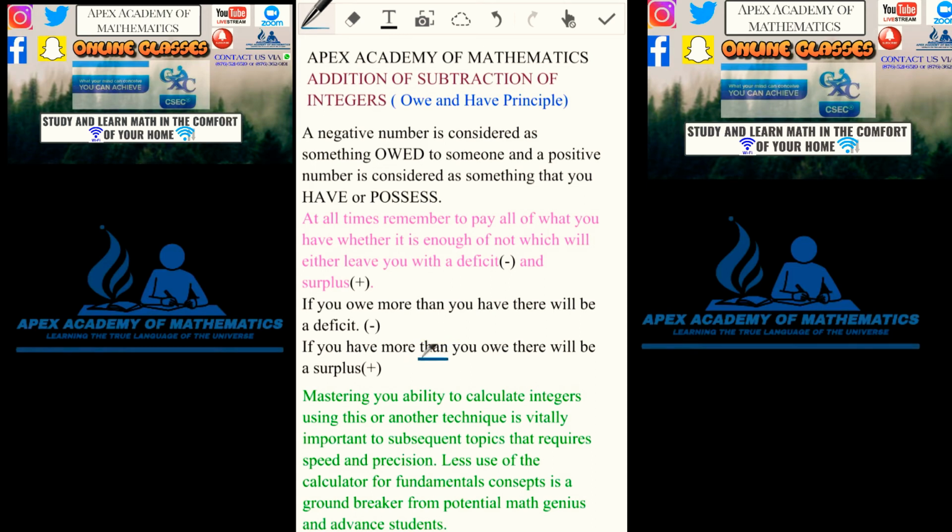All right, good. Now, mastering your ability to calculate integers using this or another technique which is useful to you is vitally important to subsequent topics that require speed and precision. Less use of the calculator for fundamental concepts like this one is a groundbreaker for potential math geniuses and advanced students. You are going to find that a lot of the math that you do up in the higher level is a result of you not knowing or knowing these very basic fundamental principles.